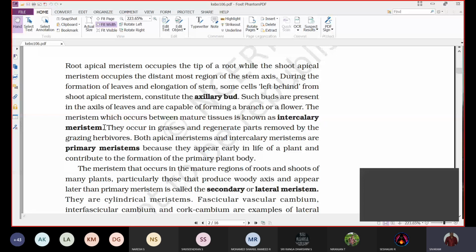Such a meristem we are calling intercalary meristem, and it occurs in grasses and regenerates parts removed by grazing herbivores. This intercalary meristem is responsible for the regeneration of lost parts that were eaten by herbivorous animals in the case of grasses. So that is the importance of intercalary meristem in grassland.